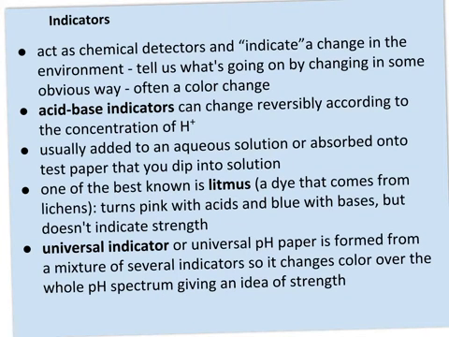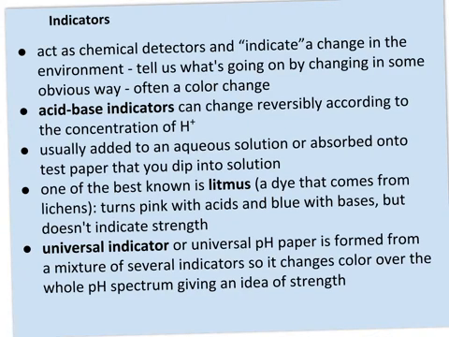So let's talk a minute about indicators, and then we'll talk again about a titration. Indicators act as chemical detectors, and they indicate a change in the environment, usually by changing color. So they let us know what's going on when, typically in acid-base, the pH is changing, the color will change. And different indicators will show different pH changes.